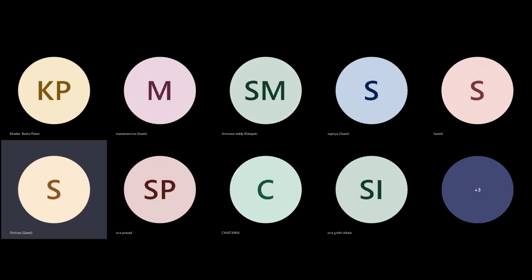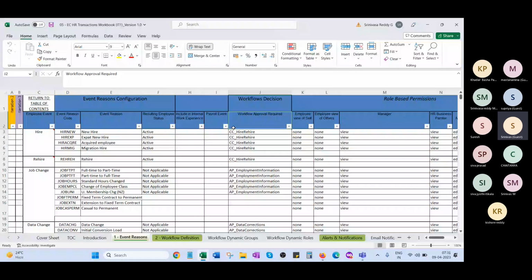So we are at the HR transaction workbook. In this workbook, we will discuss the event and the event reasons, and regarding the workflows, alerts and notifications. As we discussed, events are the standard ones. So we will not create any events in the system.